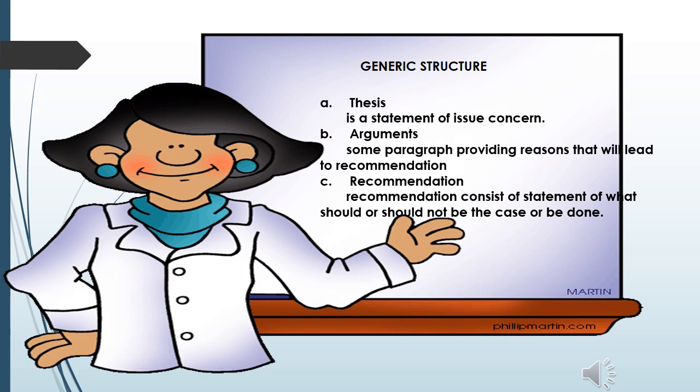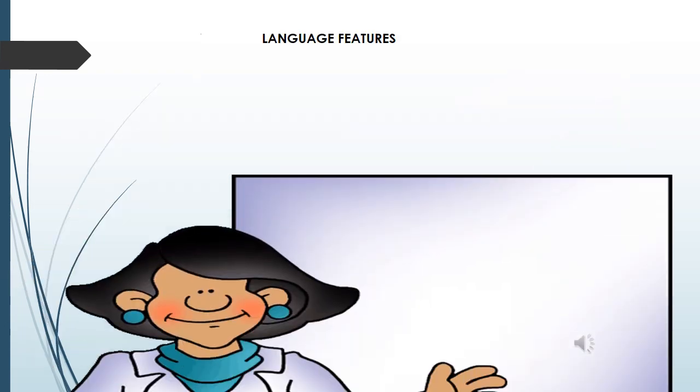Generic structure of hortatory exposition. A. Thesis is a statement of issue of concern. B. Arguments. Some paragraphs providing reasons that will lead to the recommendation. C. Recommendation. Recommendation consists of a statement of what should or should not be the case or be done.